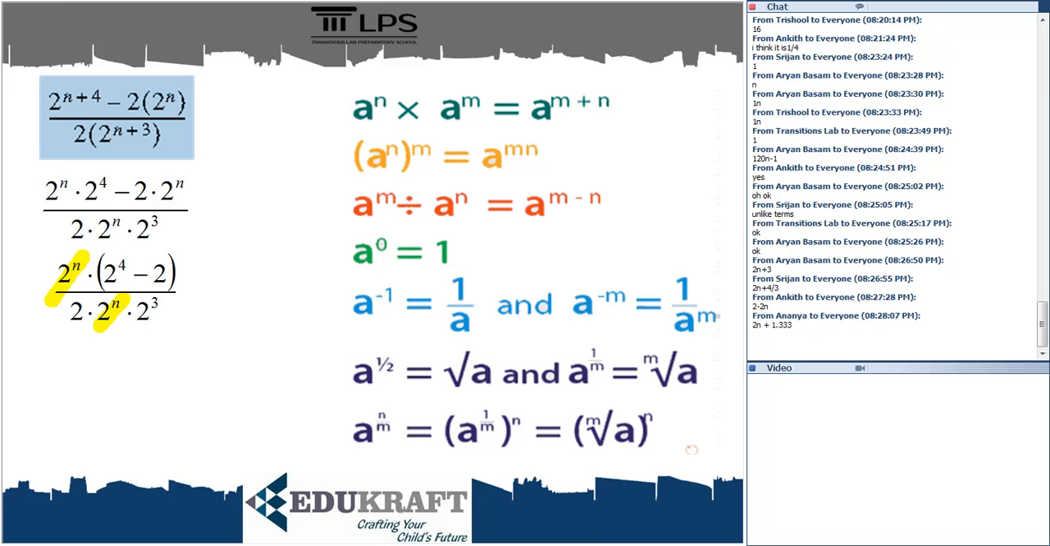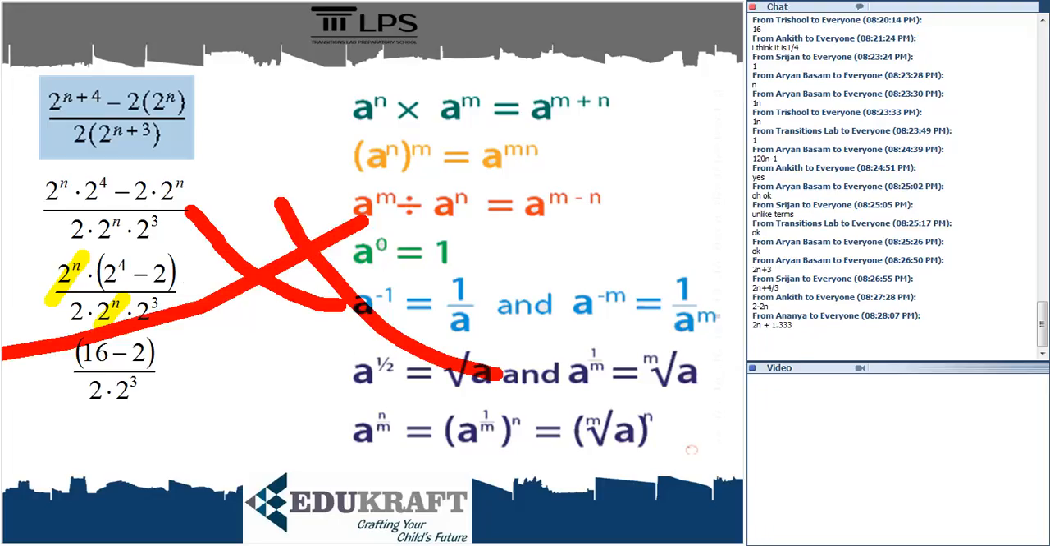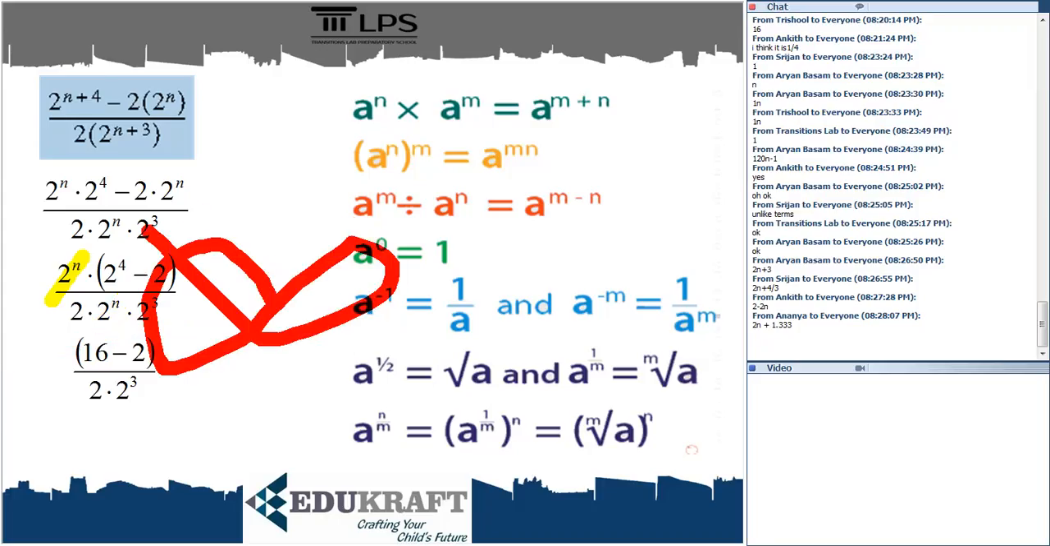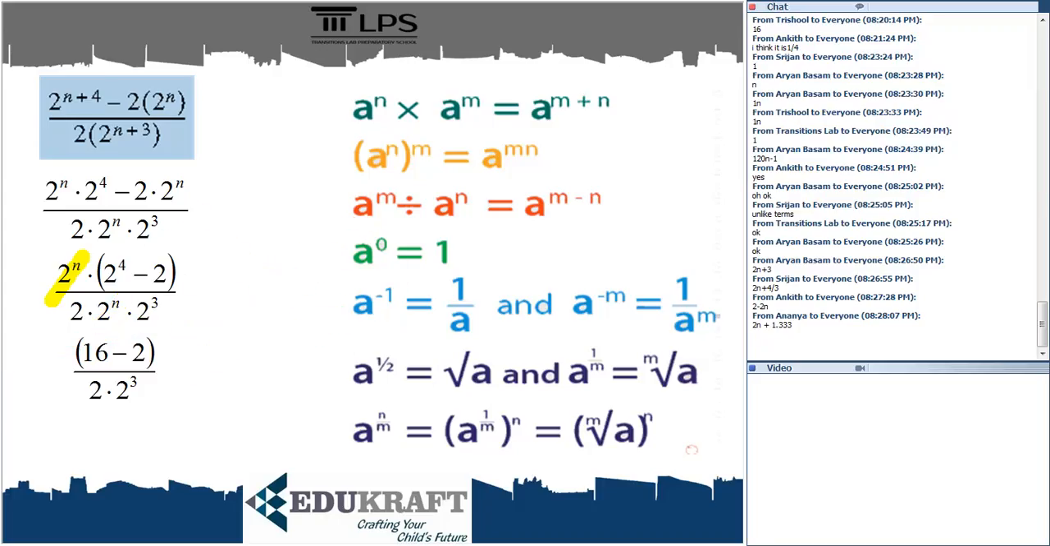Okay. So the next thing I see here, sorry about that, is 16 minus 2 upon 2 into 2 cube, which can be simplified as 14 upon 2 into 2 cube, which is nothing but 7 upon 8. So the final answer is going to be 7 upon 8. No one got that answer right, but I hope everyone is following the explanation.